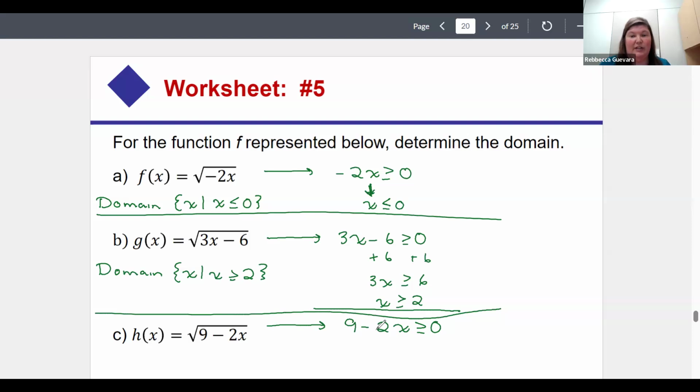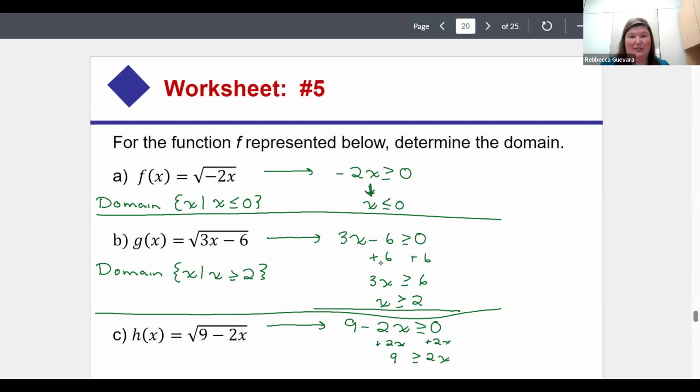And then this one, I have 9 minus 2x is greater than or equal to 0. So we're going to solve that again. We're going to add 2x to both sides just to move it out of the way. So I have 9 is greater than or equal to 2x.